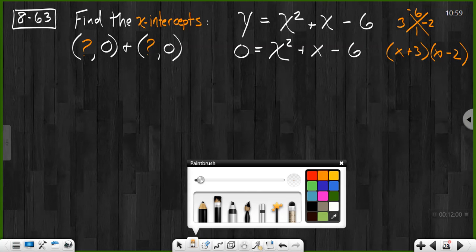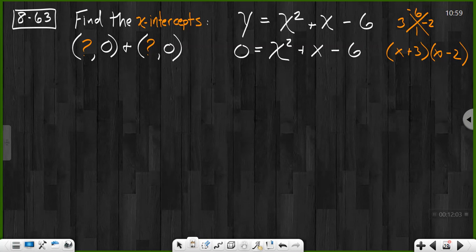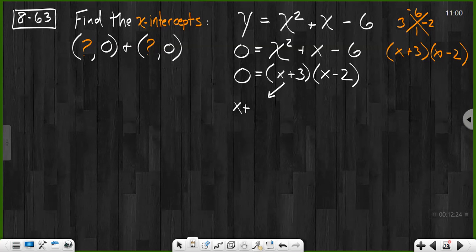Now, you could have done that in your head, depending on how good you are at factoring at this point. You could have gone right to this next step where I rewrite my group as x plus 3 times x minus 2. And now I have a product that equals 0. I can apply the zero product property. If x plus 3 times x minus 2 equals 0, then either x plus 3 must equal 0 or x minus 2 must equal 0.